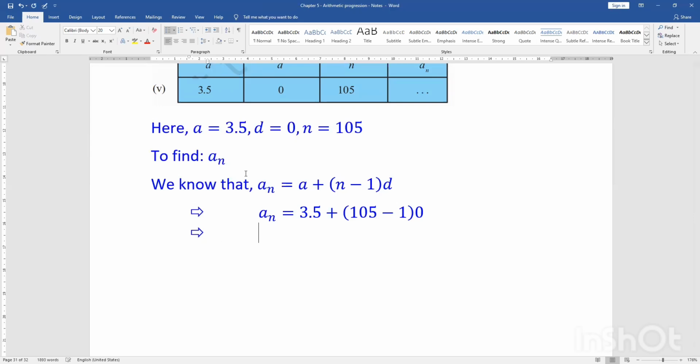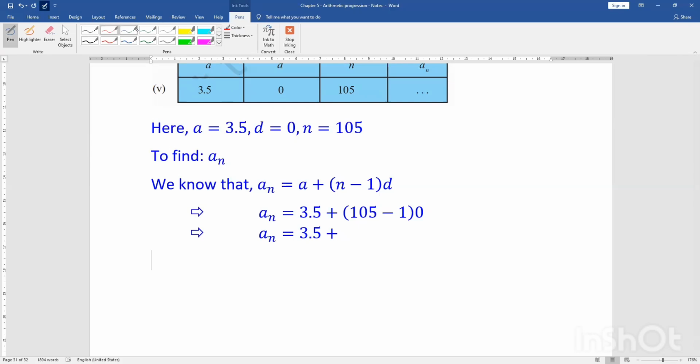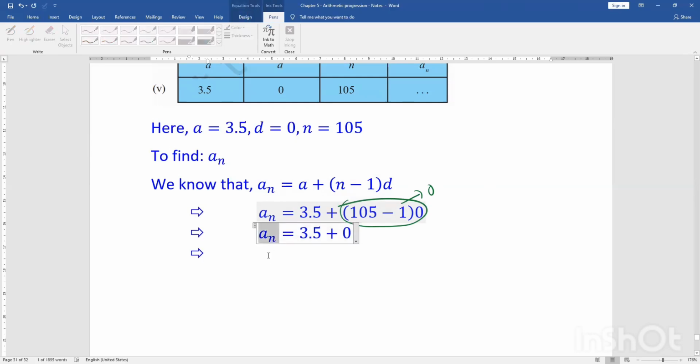Then I can write n equals 3.5 plus 105 minus 1 into 0. So the whole thing becomes 0. Remember one thing: whenever you have anything multiplied by 0, everything becomes 0. So the whole of it becomes 0. So it will be nothing but 3.5 plus 0, which should give you n as 3.5 only. So let's write n as 3.5.